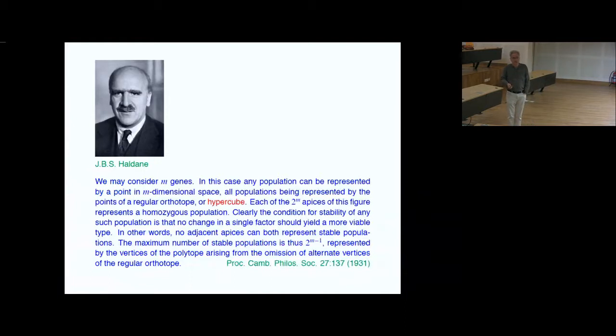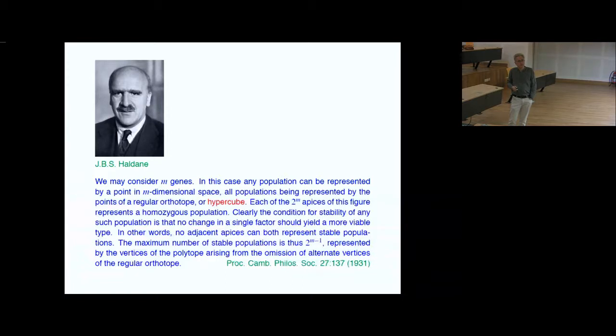let me show you another founding paper by Haldane from 1931, where he essentially also introduces the fitness landscape, and these words are essentially the same as the fitness landscape picture that I showed you. So he considers M genes, so this is what I call L. Any population can be represented by a point in M-dimensional space, all populations being represented by the points of a regular orthotope or hypercube. So here the word hypercube already appears. Each of the 2 to the M apices of this figure represents a homozygous population. So these are the vertices of this cube, and each of those is like a pure genotype.